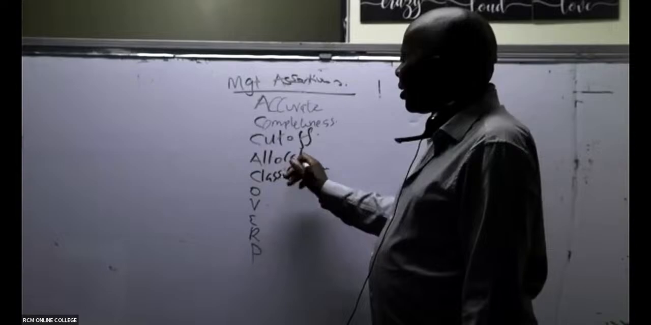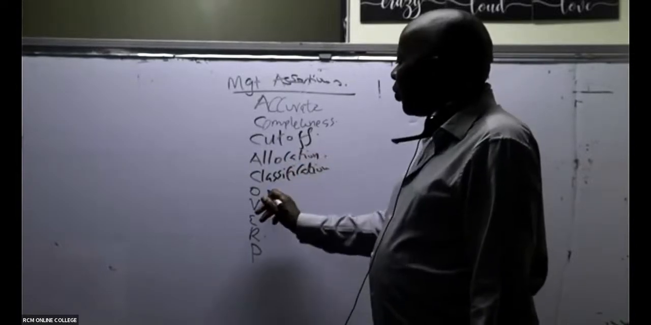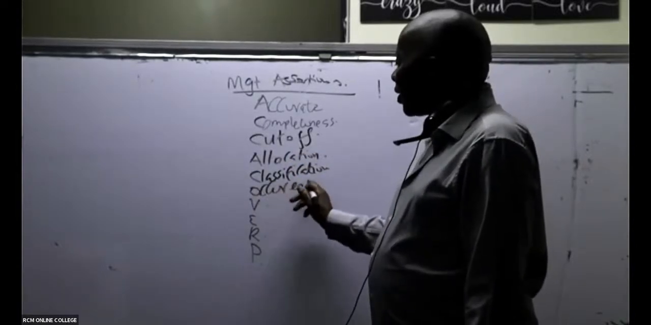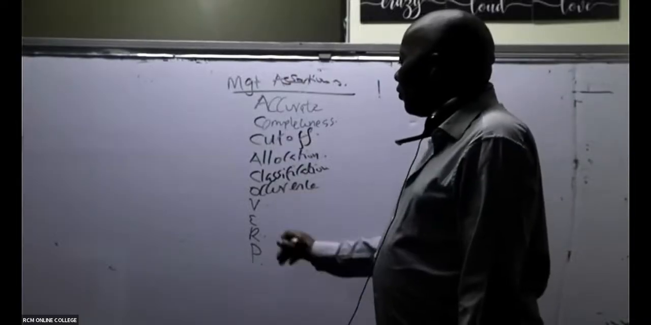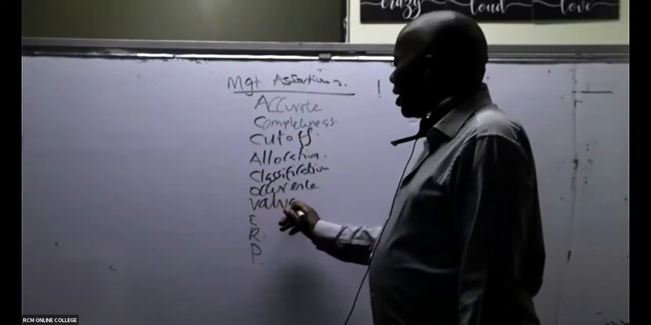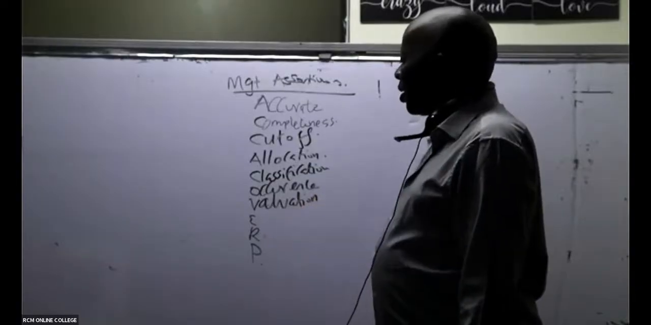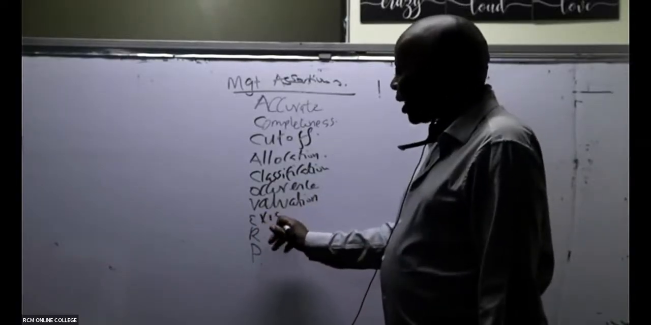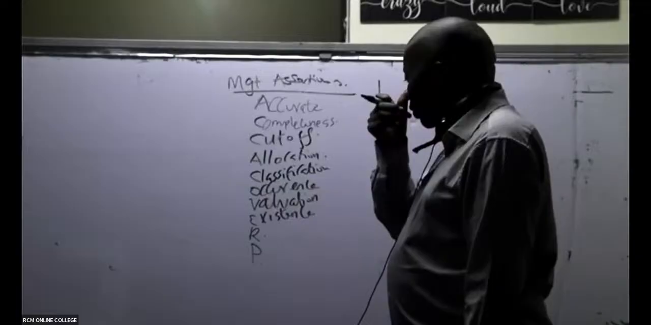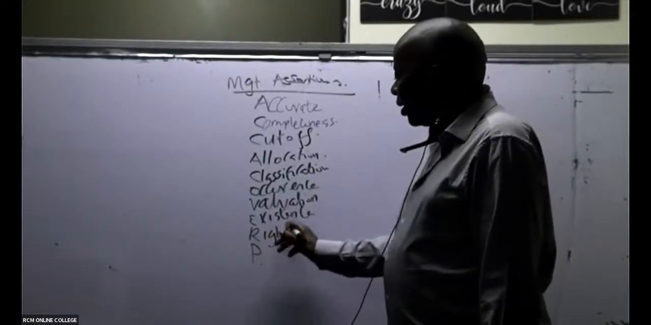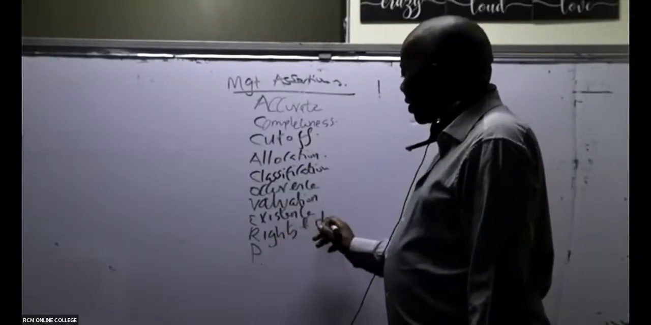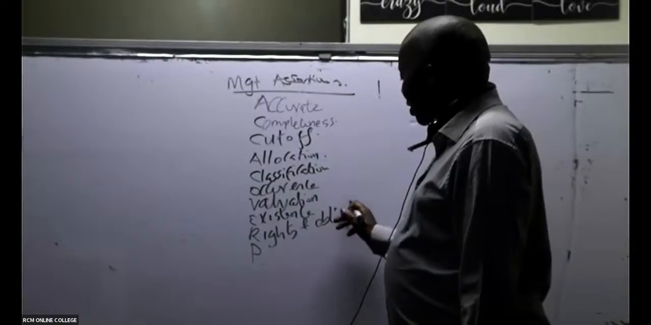Classification. This is allocation. We have what we call occurrence. We have what we call valuation, assertion. We have what we call existence, assertion. We have what we call rights and obligations.